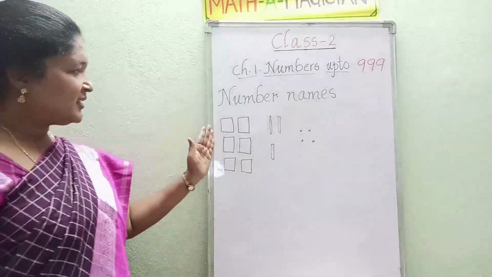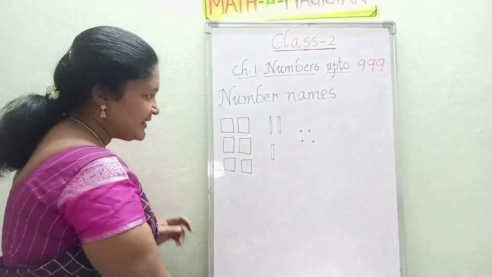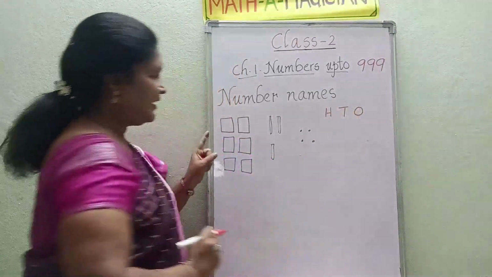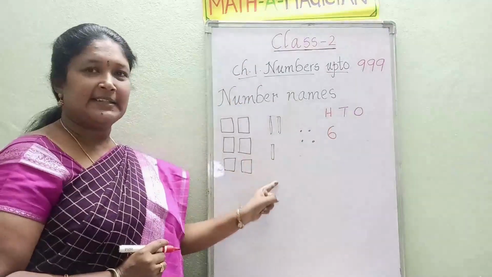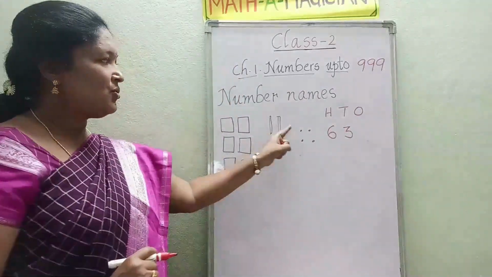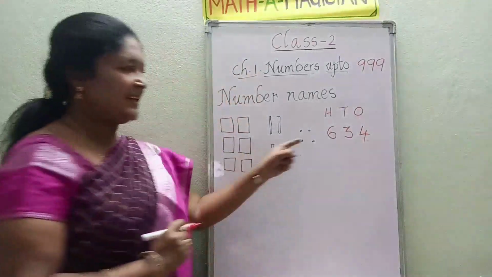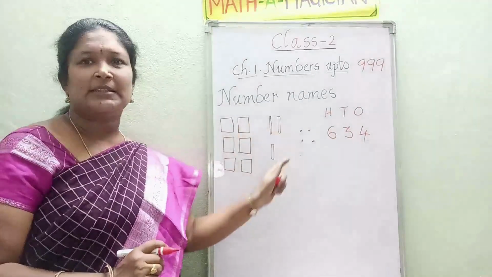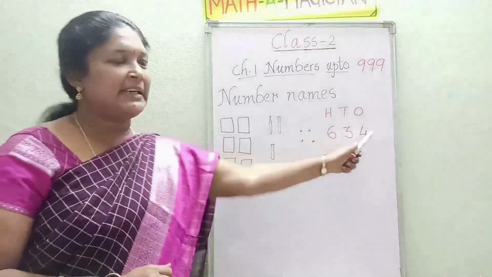See, children, here. So here how many hundreds are there? 6. In hundreds place 6 is there. Ones, tens, hundreds. In hundreds, how many hundreds are there here? 6 hundreds are there. How many tens are there here? 3 tens are there. How many ones are there? 1, 2, 3, 4. 4 ones are there. So what is the number here? 634. By using this pictorial representation, we can write the numbers like this.